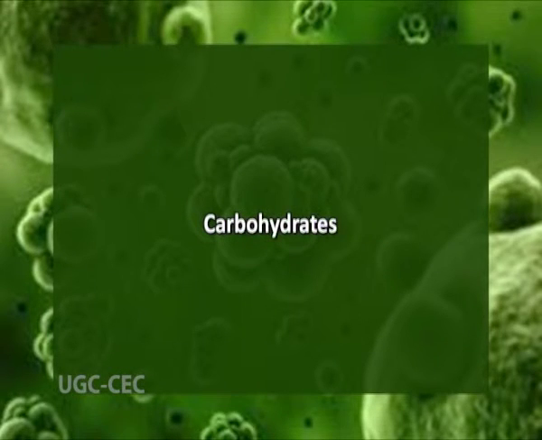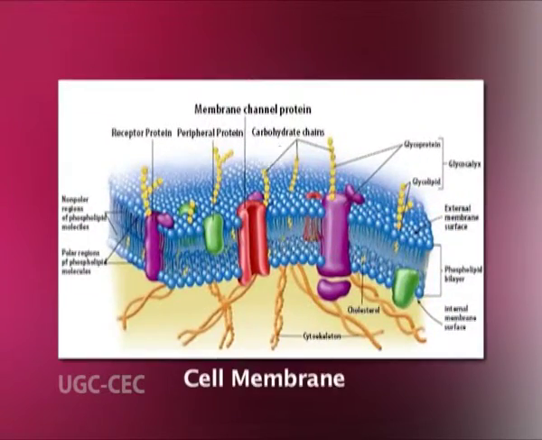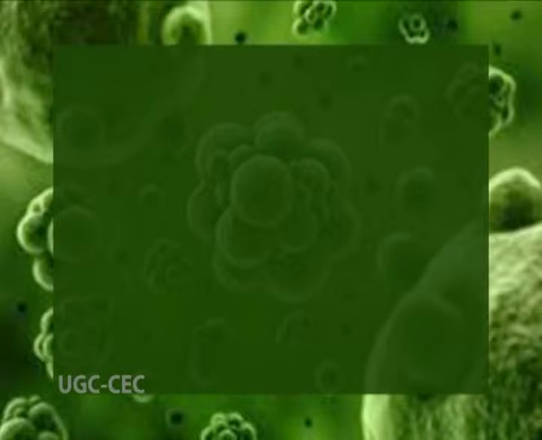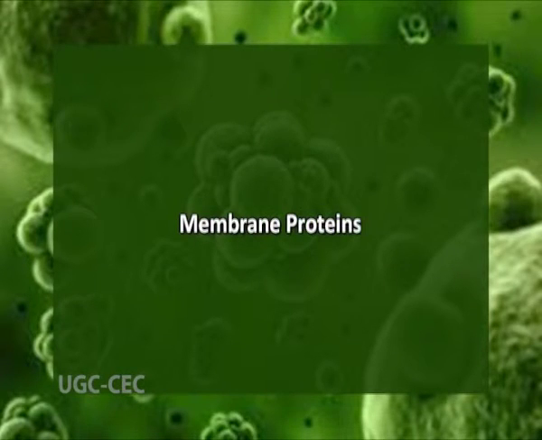Now the carbohydrates. Carbohydrates, or sugars, are sometimes found attached to proteins or lipids on the outside of the cell membrane. That is, they are only found on the extracellular side of the cell membrane. Together these carbohydrates form the glycocalyx. Now the membrane proteins.